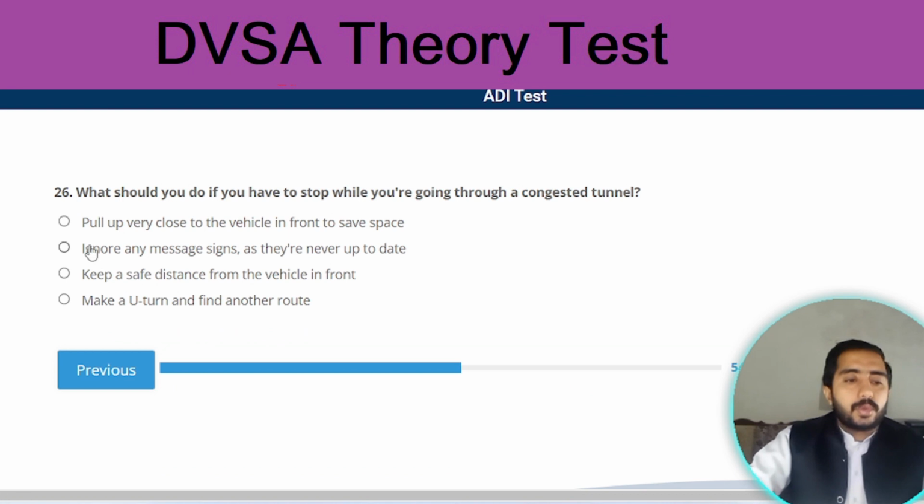Next one. Question 26. What should you do if you have to stop while you are going through a congested tunnel? If you are going through a congested tunnel, then you need to keep a safe distance from the vehicle which is in front of you. Option C is the correct option. Next question.